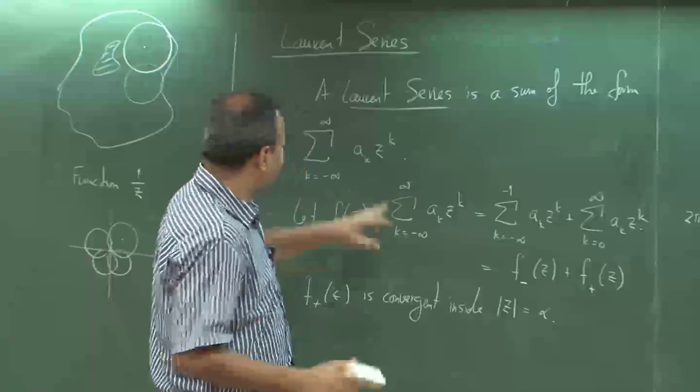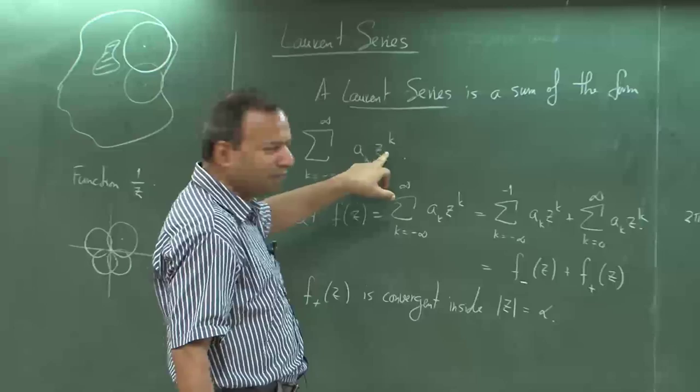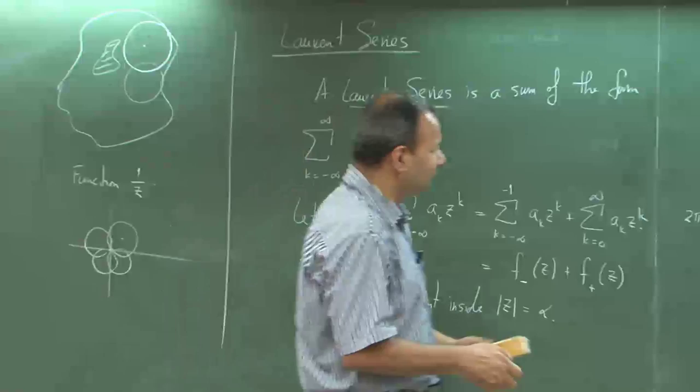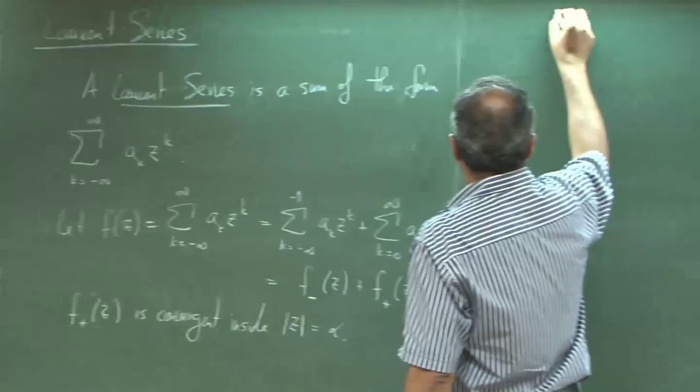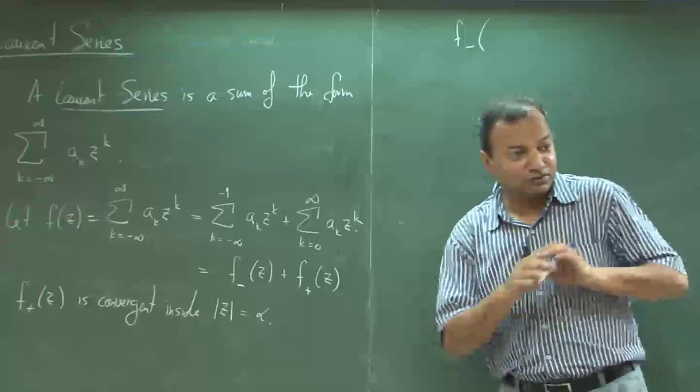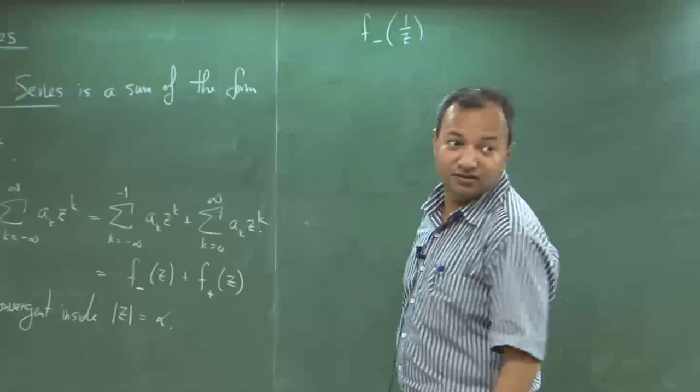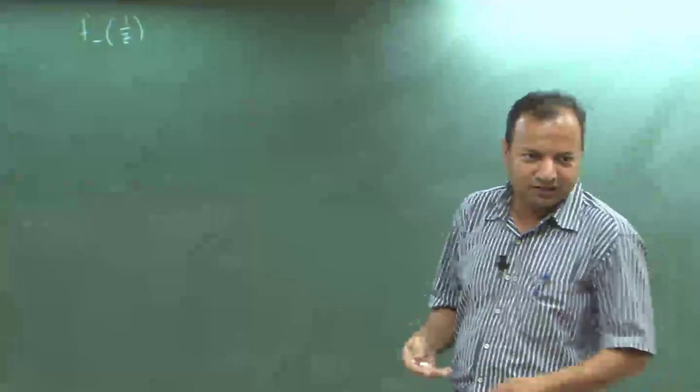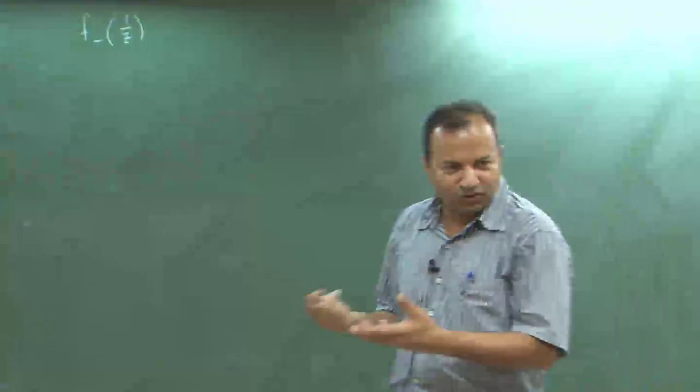Oh, by the way, I have again eaten up the more general form here. It should be (z minus z naught) to the k. So, we are expanding the series around z naught, but let us assume that it is 0 here. So, this we know. What about this? Well, it is negative powers of z, but purely negative powers. So, if we flip z and replace it by 1 over z, we get a power series. So, we know precisely where this is convergent.